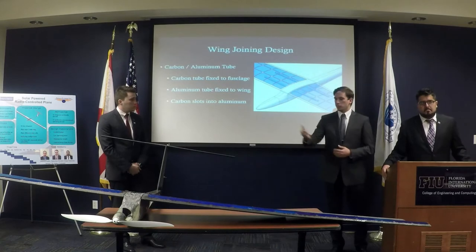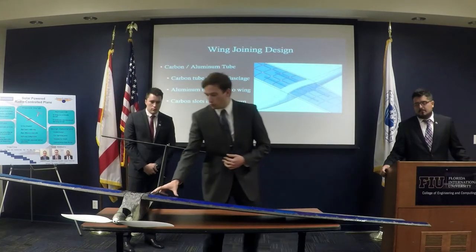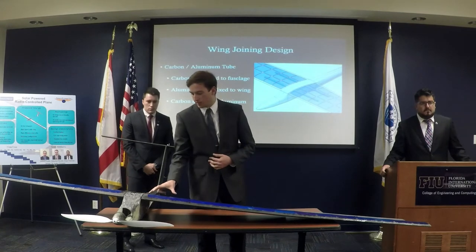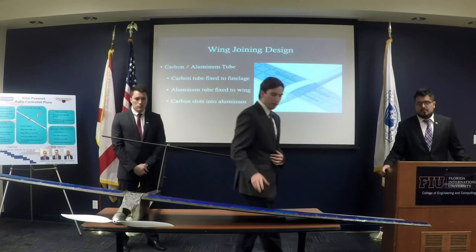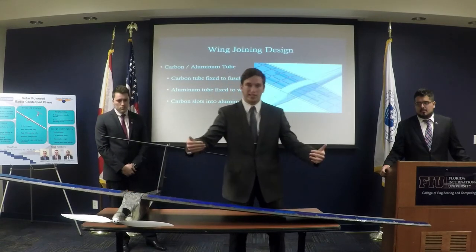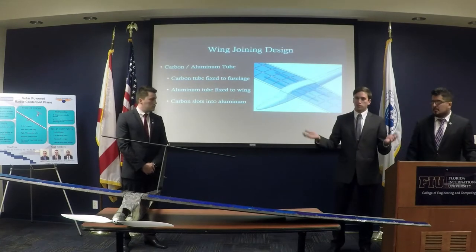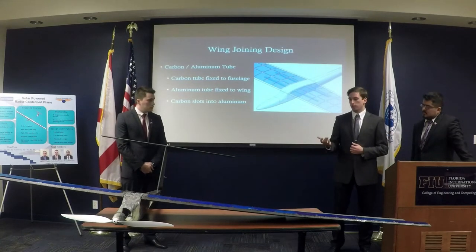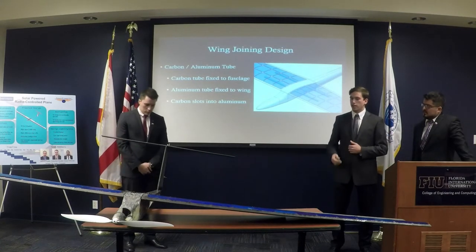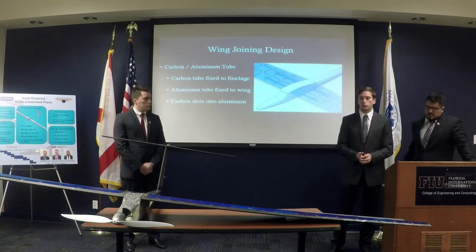The wing joining design, as you saw when we joined the wings, there are two recessed aluminum tubes inside of the wing at the 25% and the 63% chord line. The main load is transferred along the 25% chord line here, which is where our aerodynamic center of pressure is. So the first tube holds most of the bending and shear moment, or shear loads, and then the last tube is mostly for counteracting the moment produced by the aerodynamics of the wing.